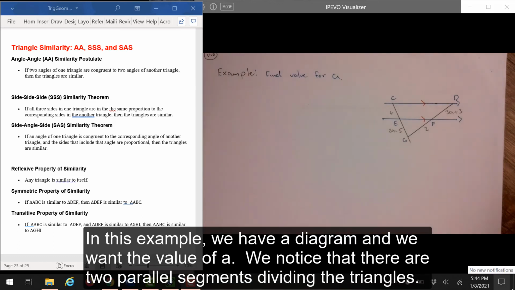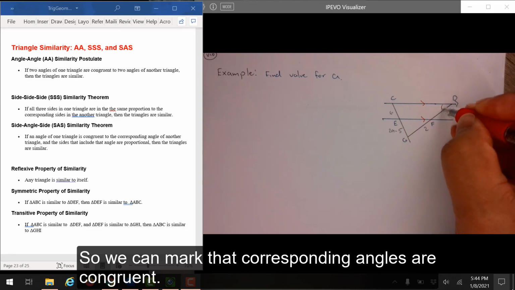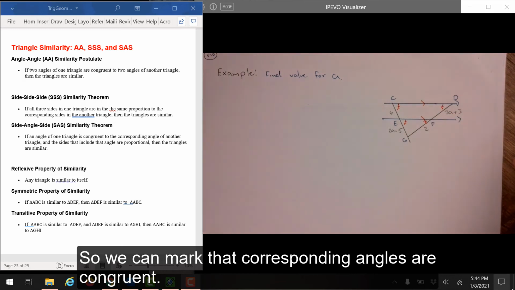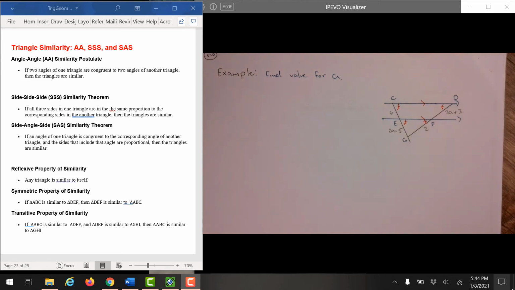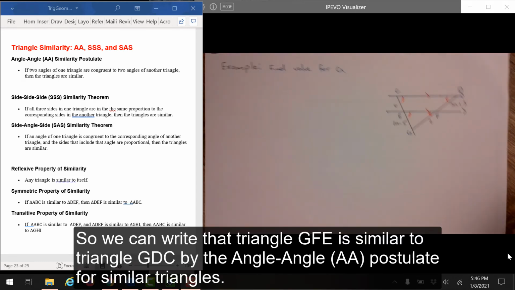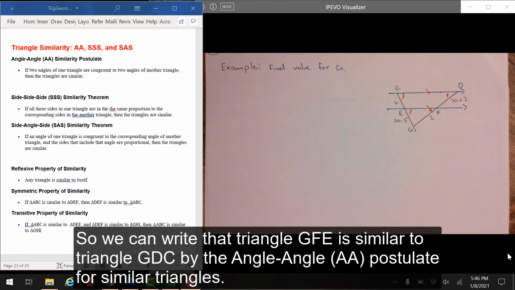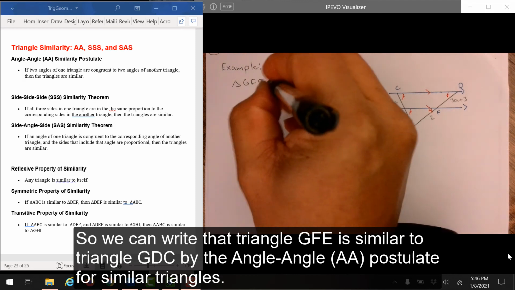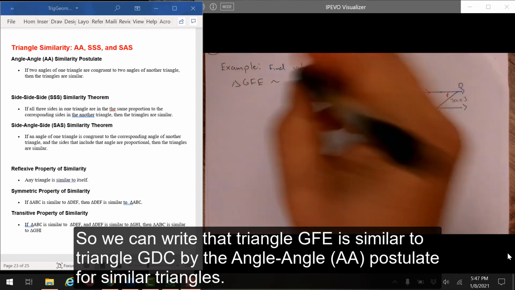In this example, we have a diagram and we want the value of a. We notice that there are two parallel segments dividing the triangles, so we can mark that corresponding angles are congruent. So we can write that triangle GFE is similar to triangle GDC by the angle postulate for similar triangles.